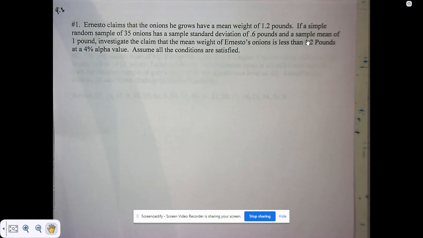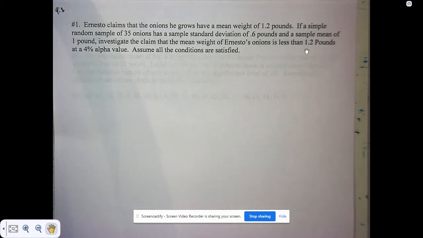I think he's moved. Anyway, Ernesto claims that the onions he grows have a mean weight of 1.2 pounds. Those are some big onions. If a simple random sample of 35 onions has a sample standard deviation of 0.6 pounds and a sample mean of 1 pound, investigate the claim that the mean weight of Ernesto's onions is less than 1.2 pounds at an alpha of 4%.